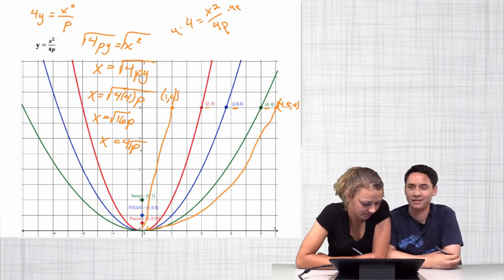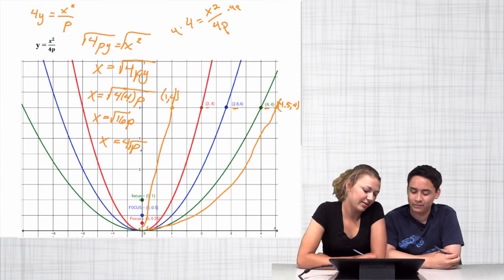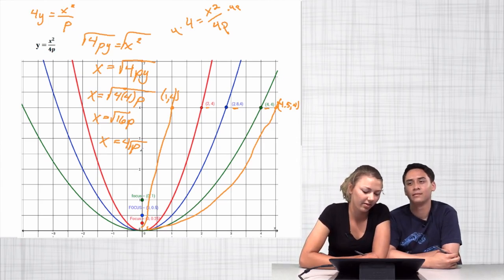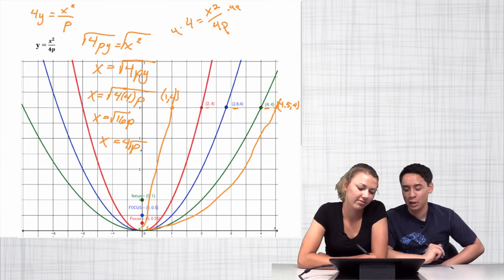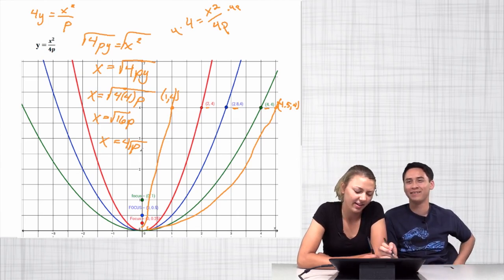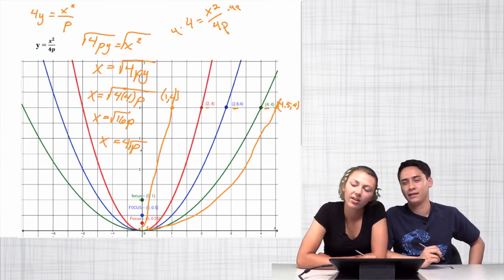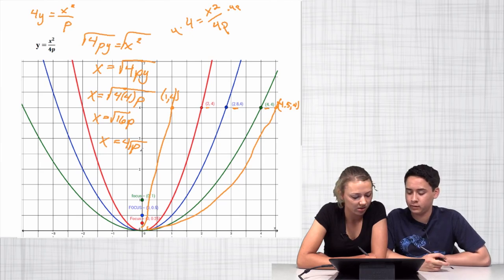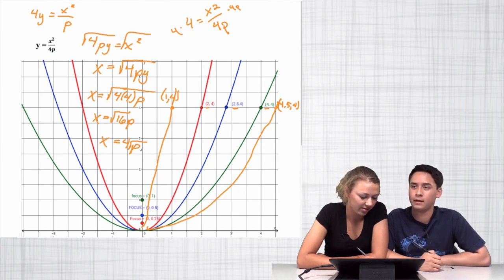Now, what happens as p increases? x increases. How do you know that? Can you see it now? Yeah, because you take the square root of p and then times it by 4. As x is getting bigger, what's happening to the parabola? It's getting wider, because it forces it out.